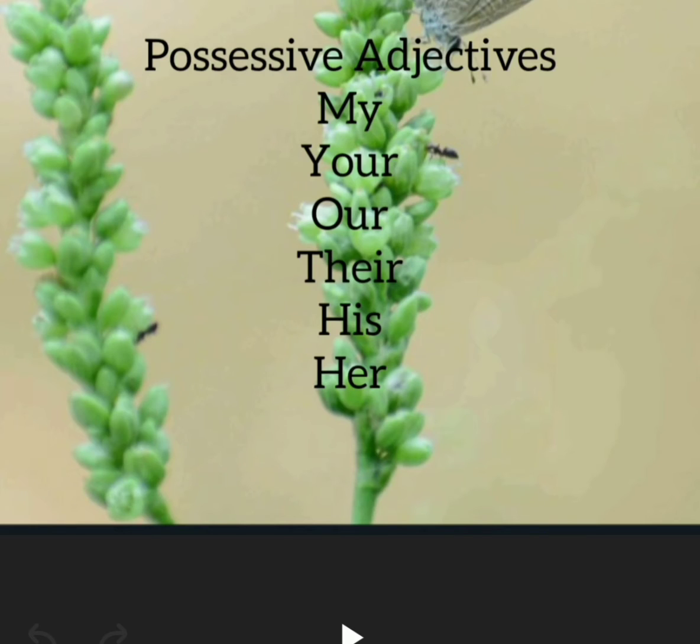His brother is an IAS officer. Her handwriting is beautiful. Like these sentences, we can use possessive adjectives as determiners. They also show the possession of something. This is my sister. This sister is mine.